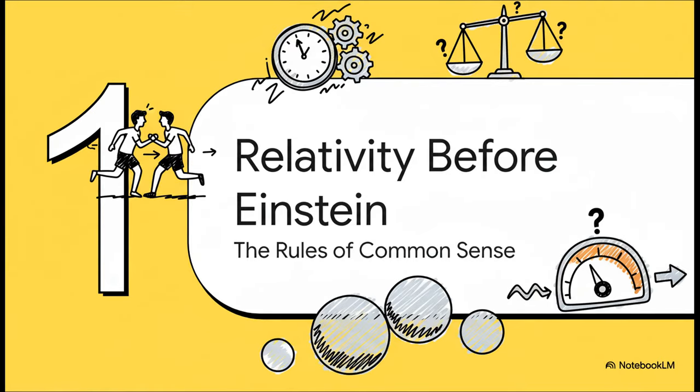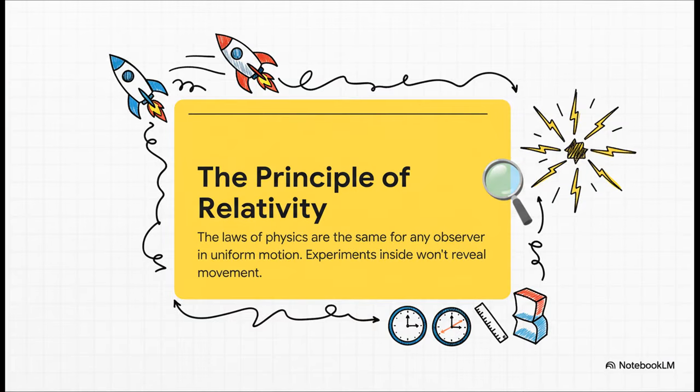Okay, so to really get what Einstein did, we've got to rewind the clock. We need to start with the common sense physics that guys like Galileo and Newton figured out. For hundreds of years, these were the rules everyone lived by. At the very heart of this is something called the principle of relativity. And get this, it wasn't Einstein's idea at all. It came from Galileo, way back.